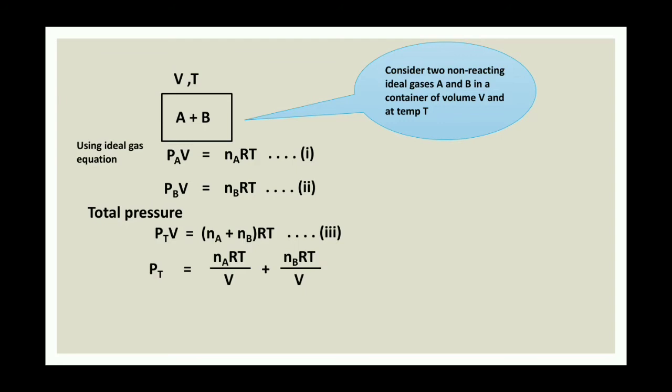Substituting these values in the above equation and after rearranging, finally we will be getting the equation Pt is equal to Pa plus Pb. Hence, we can say that we got the proof of Dalton's law. What was Dalton's law? For a mixture of non-reacting gases, the total pressure in the container is equal to the sum of partial pressures of individual gases in the container.